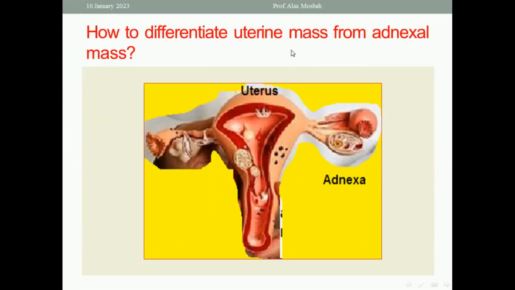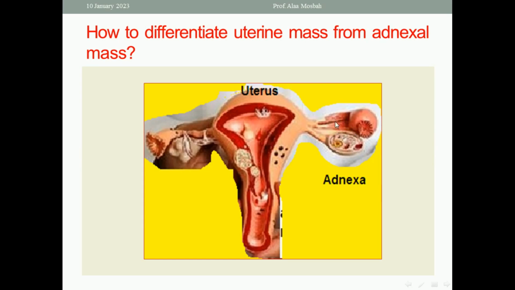How to differentiate uterine mass from adnexal mass. This is a very important question in gynecology. As you know, adnexa include the fallopian tubes and ovary, and the commonest mass in the adnexa is an ovarian mass, ovarian cyst mostly. Also others like hydrosalpinx, pyosalpinx, tubo-ovarian abscess, tumors, and the broad ligament mass.